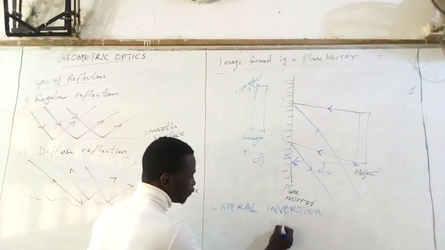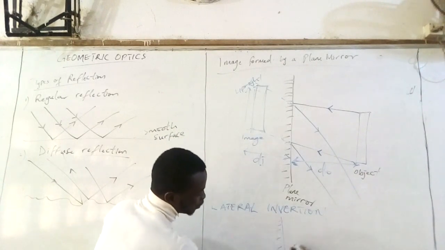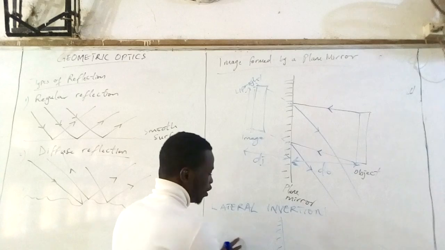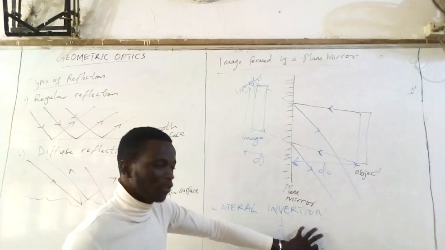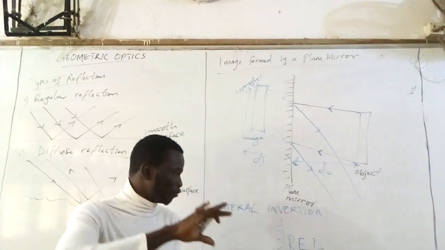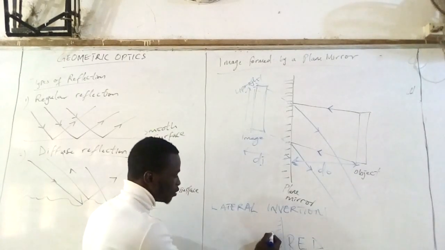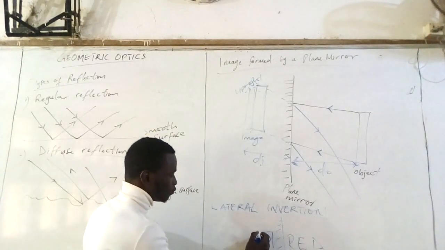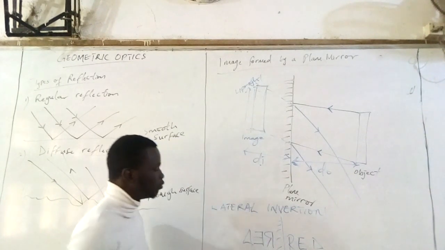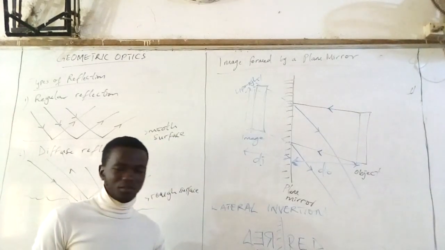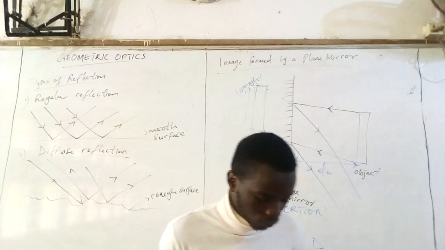Just like this, let's say this is a plane mirror, and this side is the reflecting surface. If an object, let me say the word red, is shown in front of a mirror, what you'll be seeing in that mirror will be this. Now, you can see how the writing has become. So this is what we call lateral inversion.